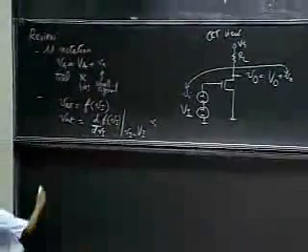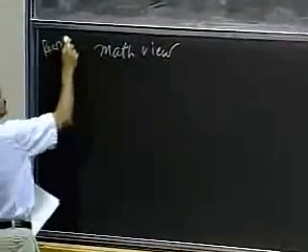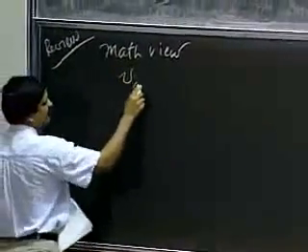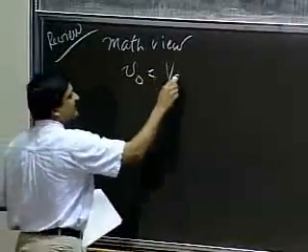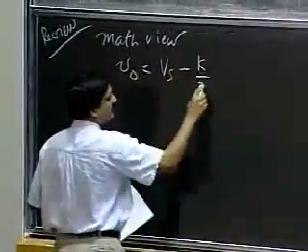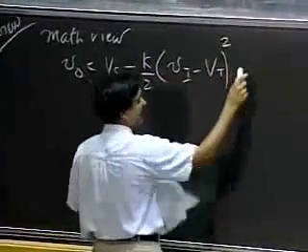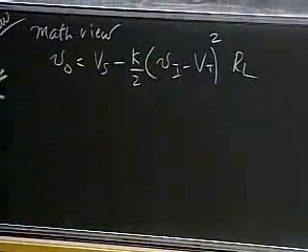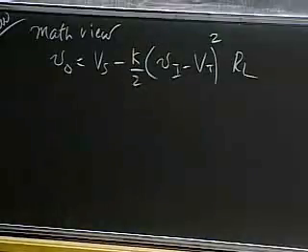So to continue on with the math view, this is more review. For our amplifier, V naught was given to be Vs minus k divided by 2, Vi minus Vt whole squared RL. Okay, so this was the output versus input relationship for the amplifier.